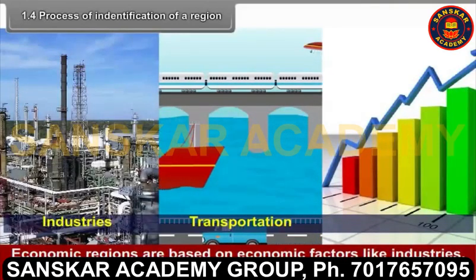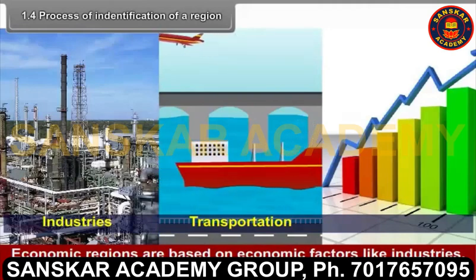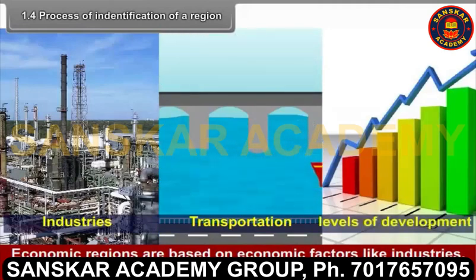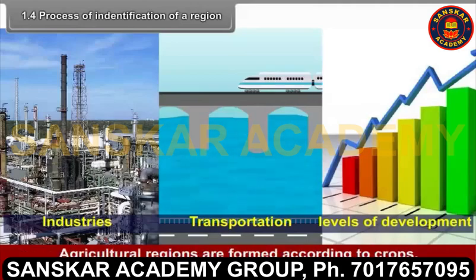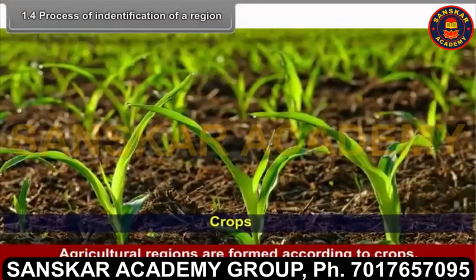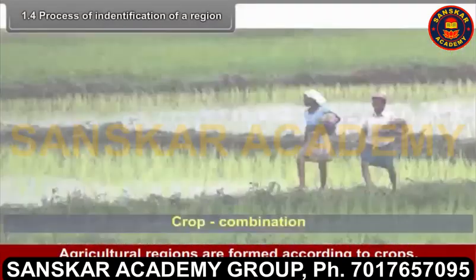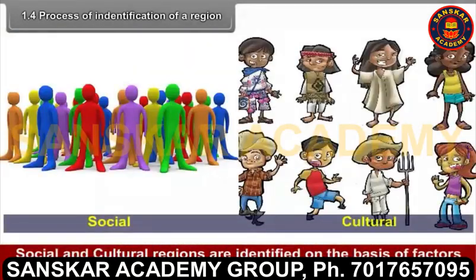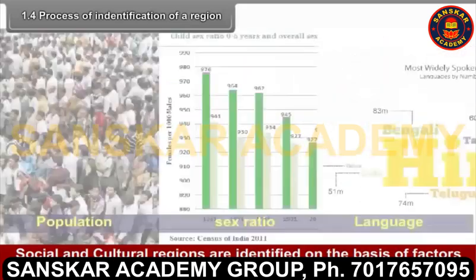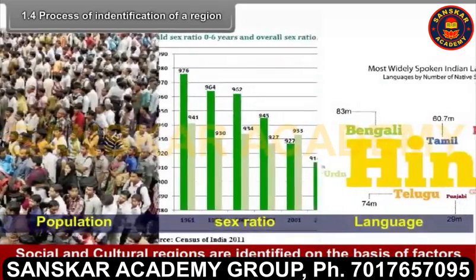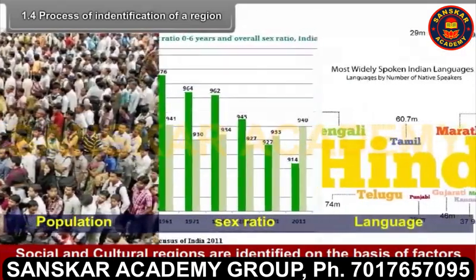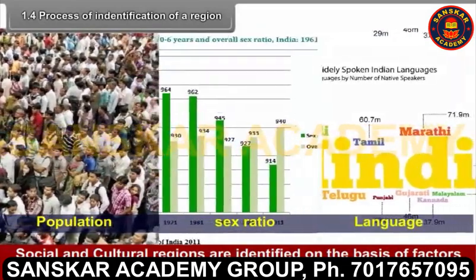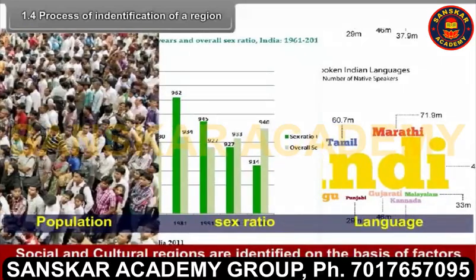Economic regions are based on economic factors like industries, transportation, levels of development, etc. Agricultural regions are formed according to crop combination, etc. Social and cultural regions are identified on the basic factors like population, sex ratio, language, etc.